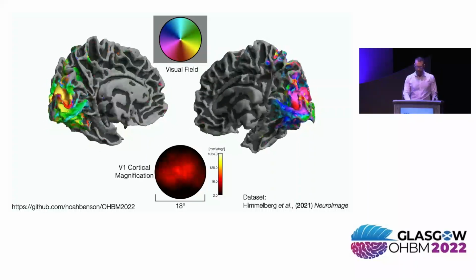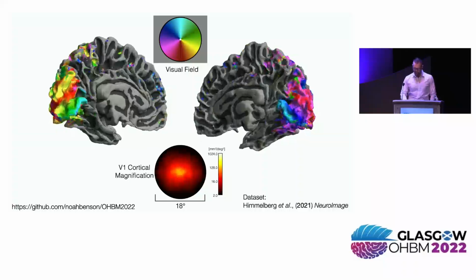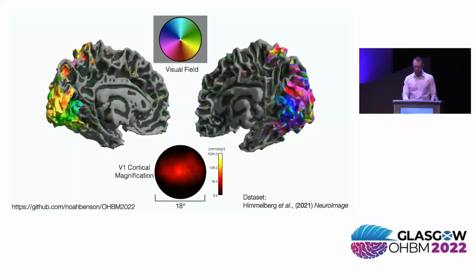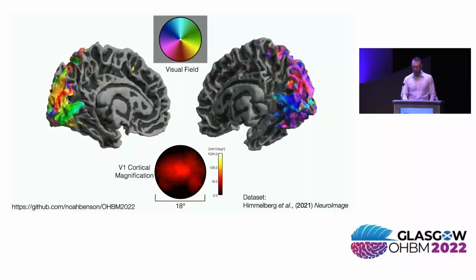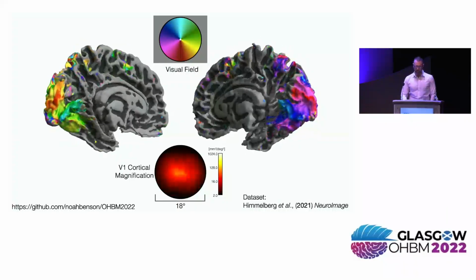The brains are colored according to each subject's polar angle response to functional MRI experiments. Simultaneously, the plot of the visual field at the bottom of the slide shows each subject's cortical magnification, where dark colors represent a low magnification and lighter colors represent a higher magnification.